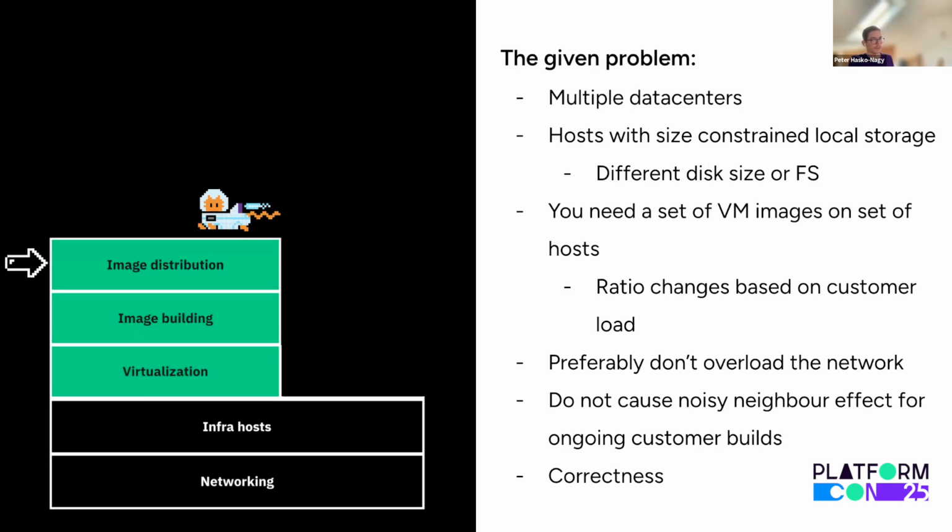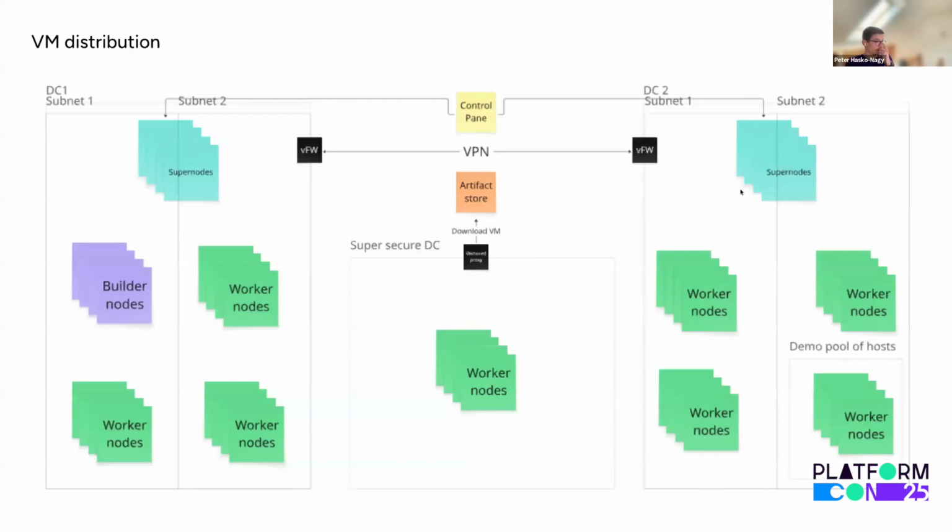And let me show you what we have. This overview basically showcases everything we have mentioned until this point. We have a central control plane. We have multiple data centers. In the data centers, we have multiple subnets. And at the edge of every data center network, we have virtual firewalls. Some of those data centers are connected through a VPN, or if you have a lot of money, you can get fancier.